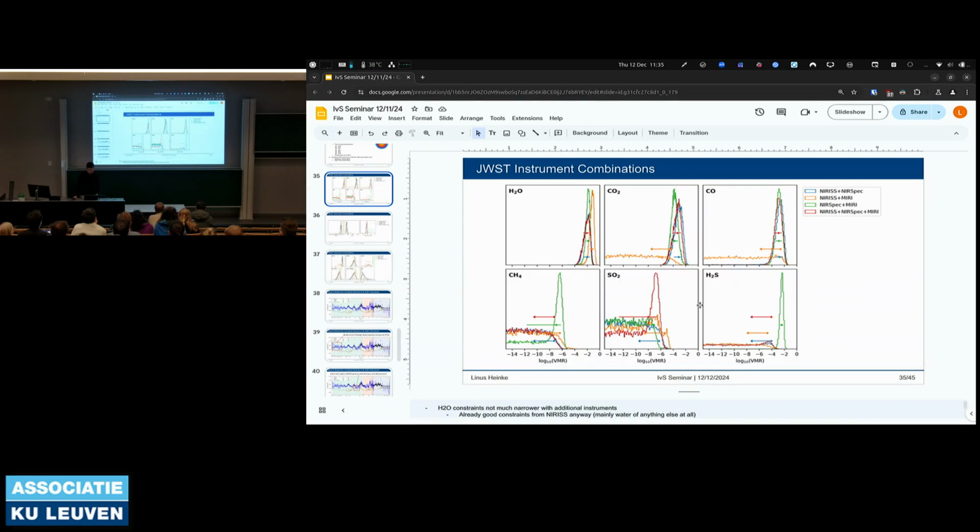VMR. So the x-axis is the volume mixing ratio, which measures how much of the atmosphere is made out of that specific molecule. So 10 to the minus 6 means 10 to the minus 6 in mass or volume? No, it's volume. It's a mass ratio, right? No? Number density, yeah. Okay. Number density.